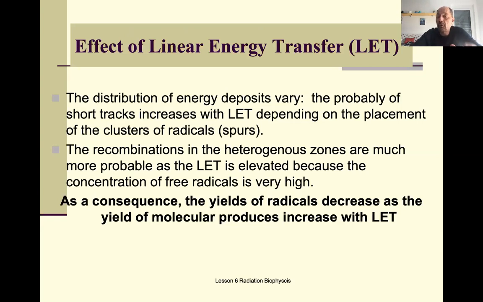The probability of short tracks, of course, increases with LET, depending on where the spurs are. And, which is very important, recombination is much more probable when you go to high LET, because now you create the free radicals at a very high density. They are very close to each other, so it's much more likely that these free radicals will recombine.